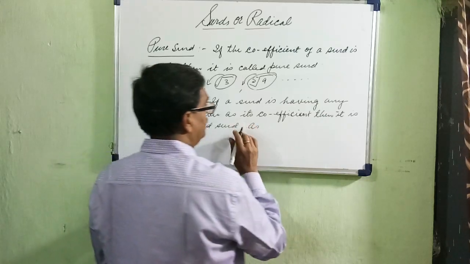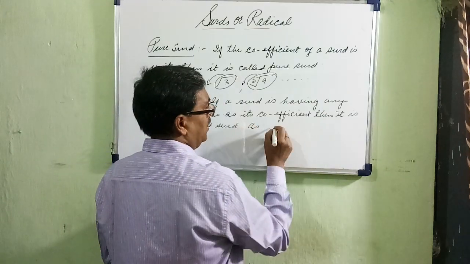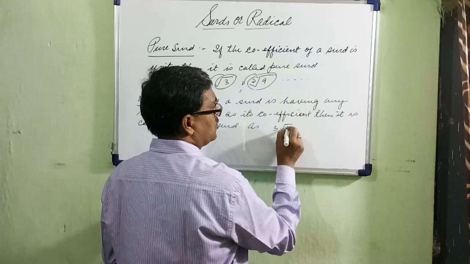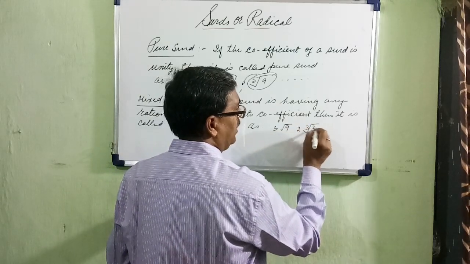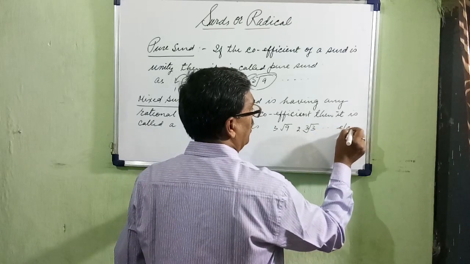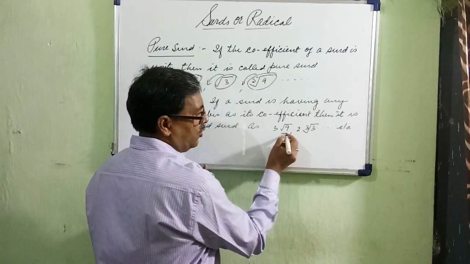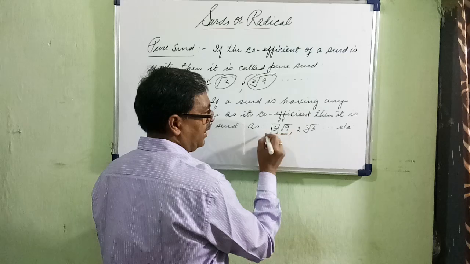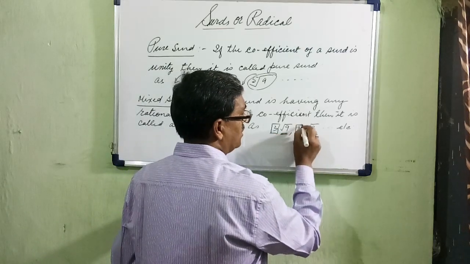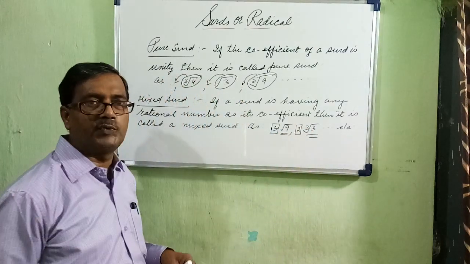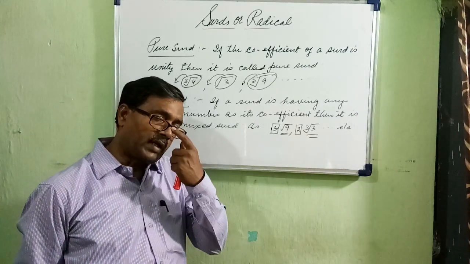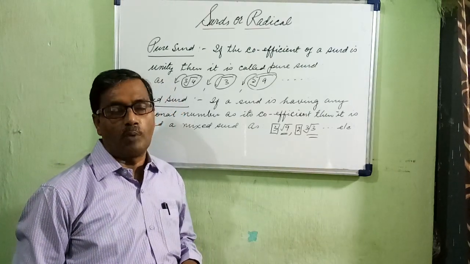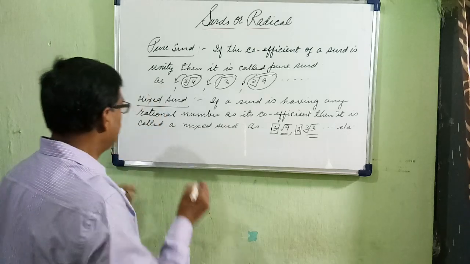As 3 square root of 9, 2 into cube root of 3, and so on. So what is the coefficient of this? 3. What is the coefficient of this? 2. So this kind of surds we call a mixed surd. Then we come to what is called comparison of two surds.